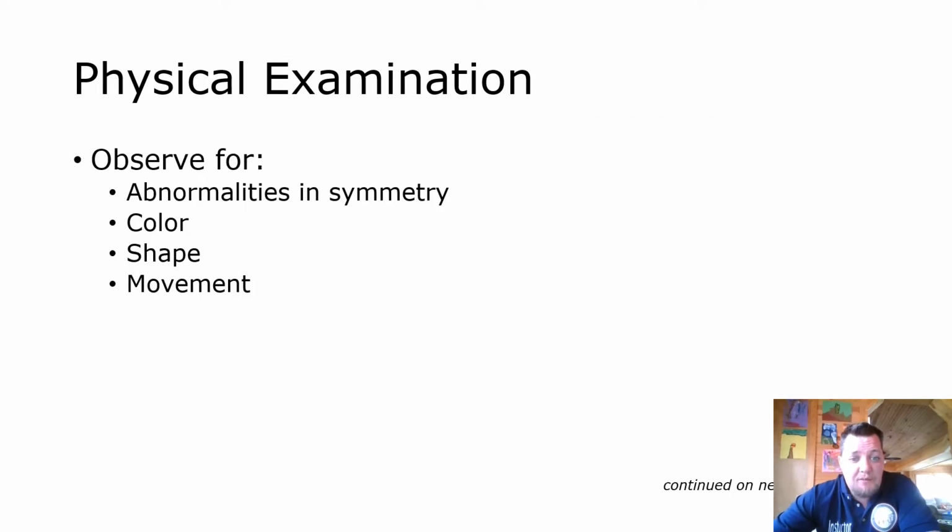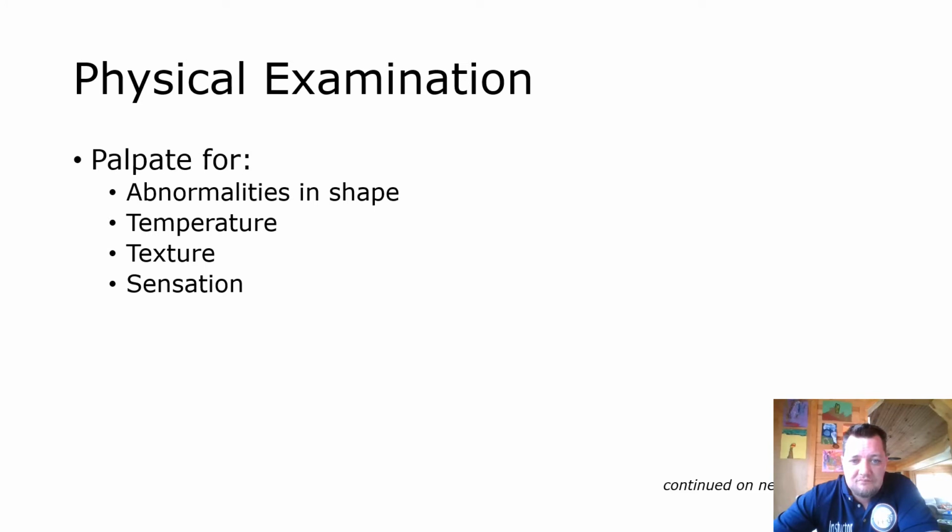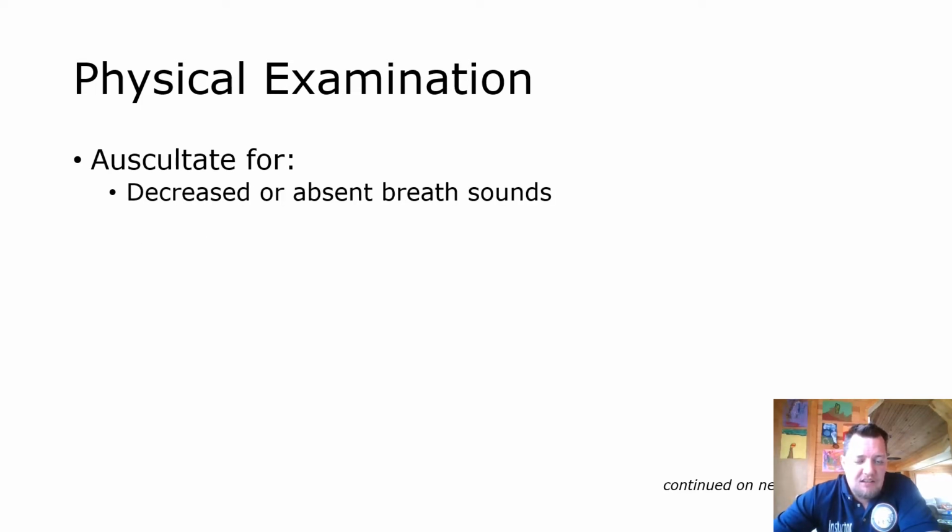So observe for abnormalities in symmetry, color, shape, movement. All of these things can indicate some sort of injury. Palpate for abnormalities in shape, temperature, texture, and sensation. Auscultate for decreased or absent breath sounds. If you've got both of them or one of them, you could have a pneumothorax or something like that.